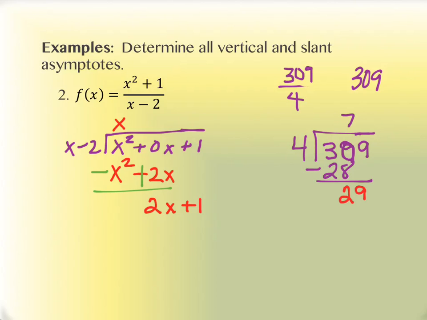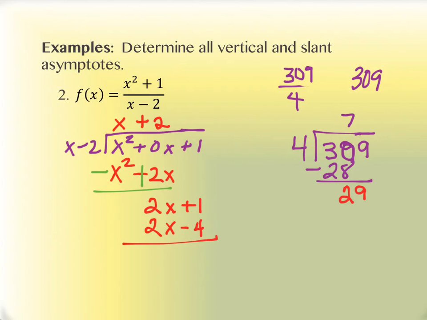All right, we're almost done with this one, too. So I have the x minus 2 over here. I've got my 2x plus 1 down here. And I do the same thing. What do I have to multiply x by to get 2x? 2. So I'm going to put in here a plus 2. 2 times x is 2x. 2 times negative 2 is?